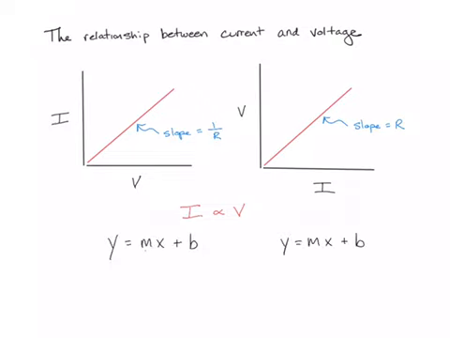So on the graph on the left, we put current on the y-axis. Our slope, we said, is 1 over R. And on x, we have the voltage. And our y-intercept was 0. On the graph on the right, we put voltage on the y-axis. Our slope is equal to our resistance, and we had current on the x-axis, and once again our y-intercept was 0.